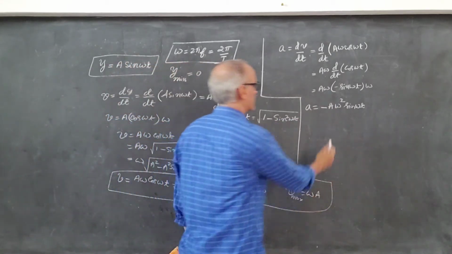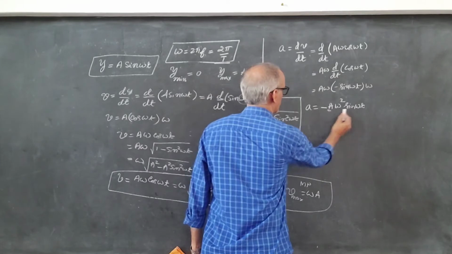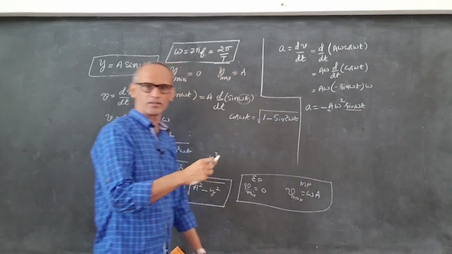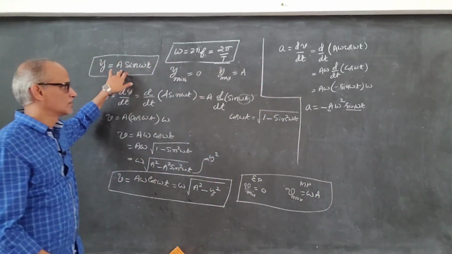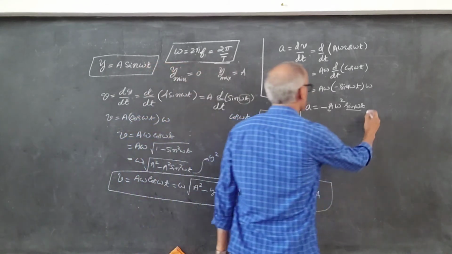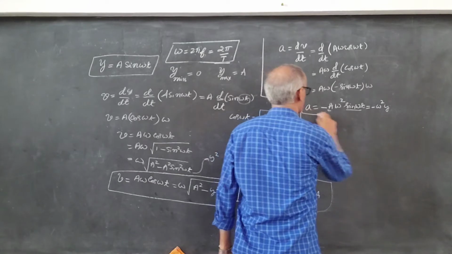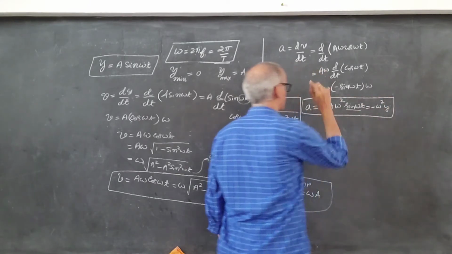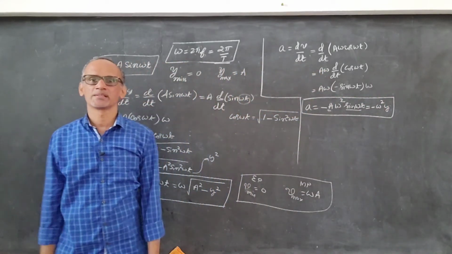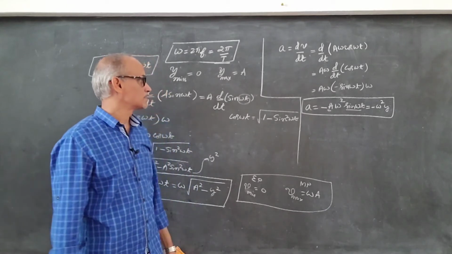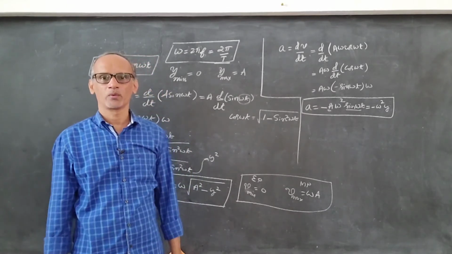But look at the expression here. A into sin omega t is nothing but y. So therefore, what we get here is minus omega square y. So this is the expression for acceleration. A is equal to minus a omega square sin omega t, or that is equal to minus omega square y.